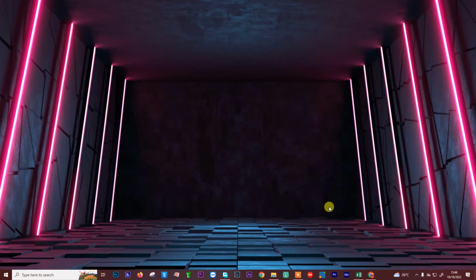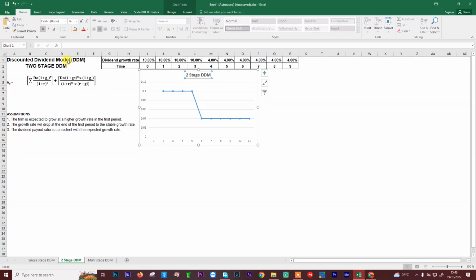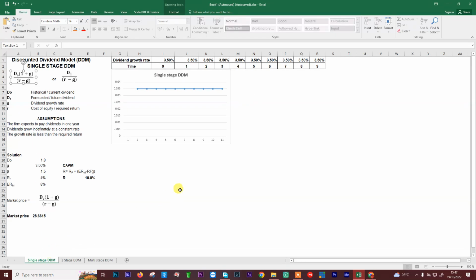Today, ladies and gentlemen, we are going to discuss the two-stage DDM. In our previous lesson, we introduced the single-stage DDM, and just by checking this tab, I can demonstrate how different the single-stage DDM is from the two-stage DDM. We provided the assumptions of the single-stage DDM, and we said that the growth rate in dividends will continue into the foreseeable future.